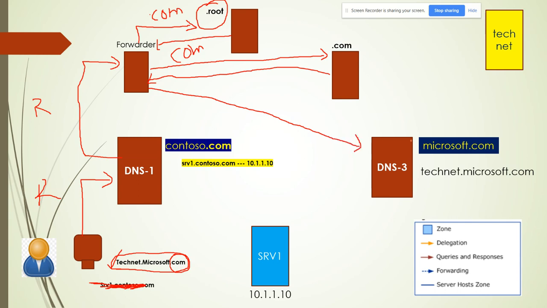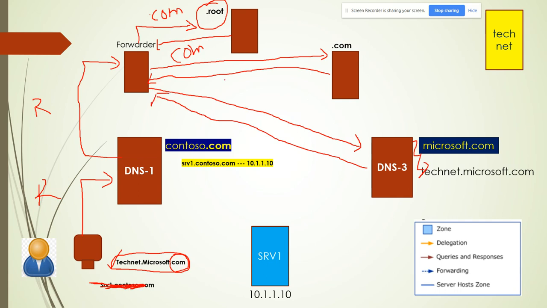And Microsoft.com will say, okay, what is your query? It says technet.microsoft.com. Okay, so I am Microsoft.com and you are looking for the technet. Let me verify in my zone. It will check, okay, I am hosting this technet.microsoft.com. So it will resolve the name and give the IP address of technet to this forwarder.